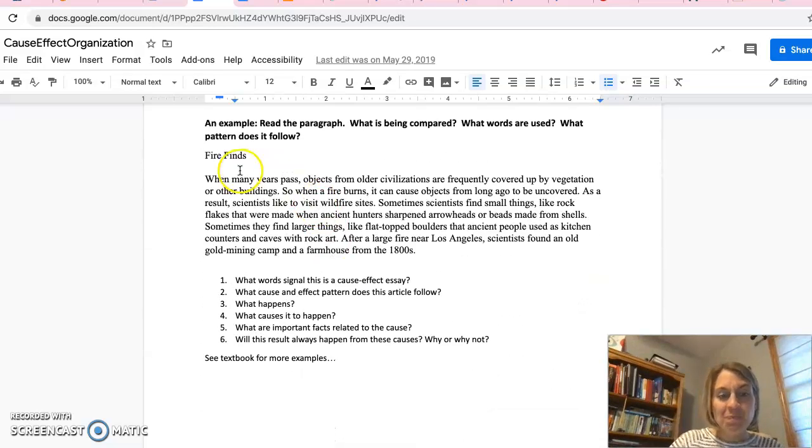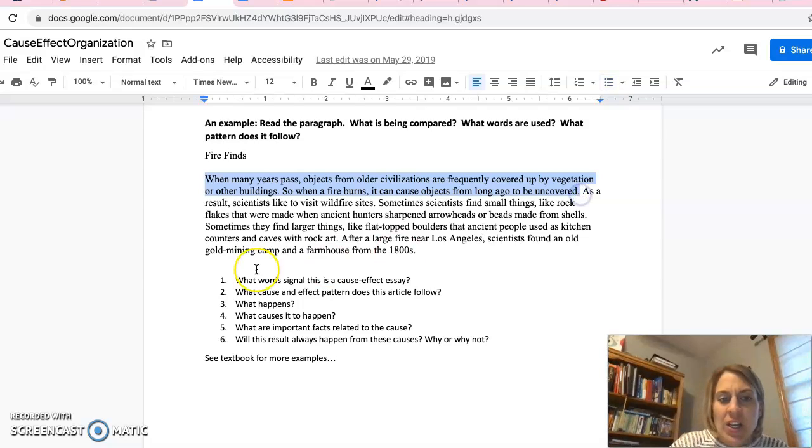In this paragraph, this is an example of a cause and effect paragraph. And what you'll notice is that there's a couple of sentences that lead us to this cause and effect relationship.